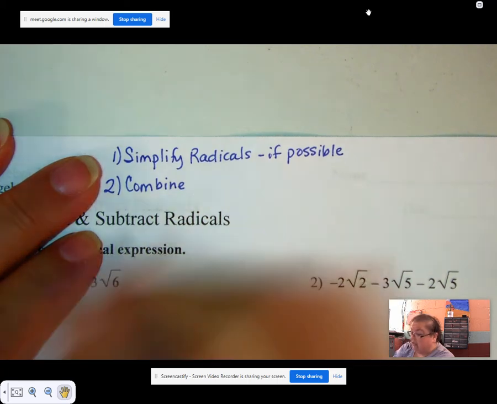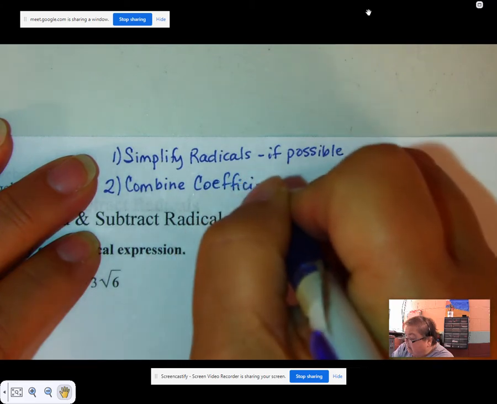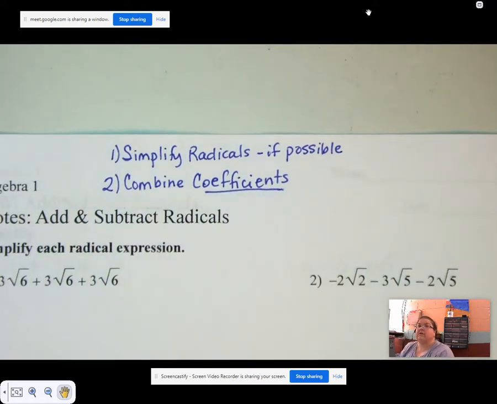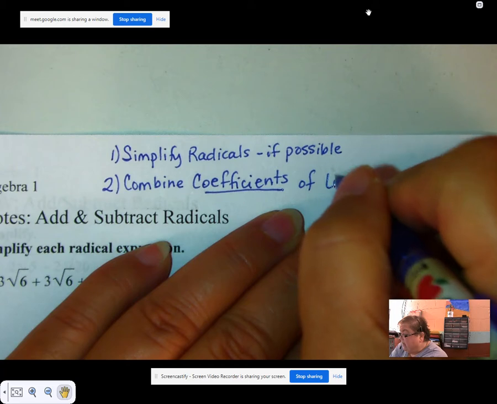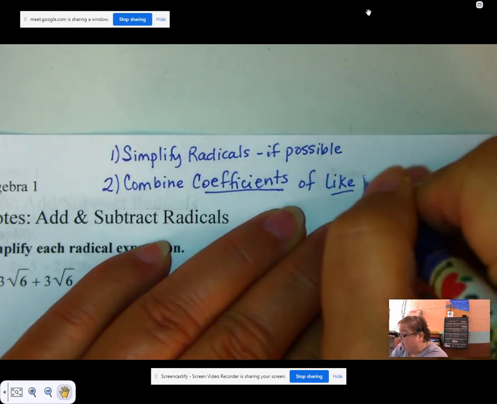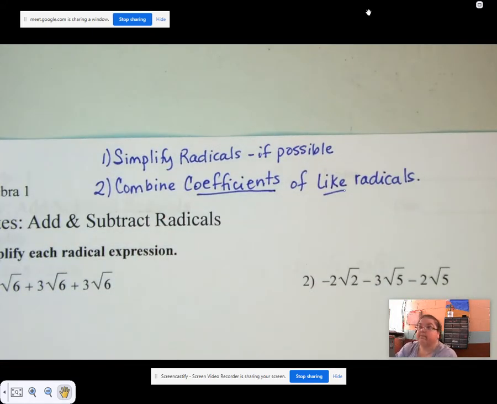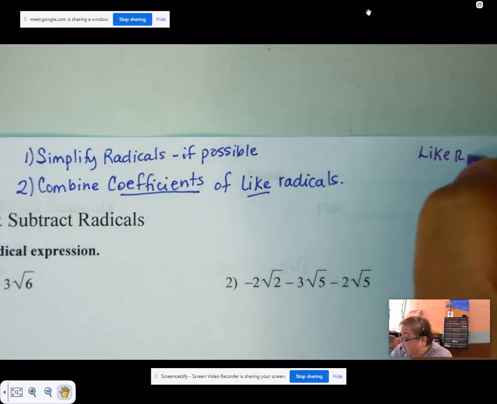And what we're combining are the coefficients. We're combining the coefficients, just the numbers in front of the radicals. And they've got to be like radicals in order to combine them. Now let's talk and write down, because it'll be handy to know, what like radicals are.